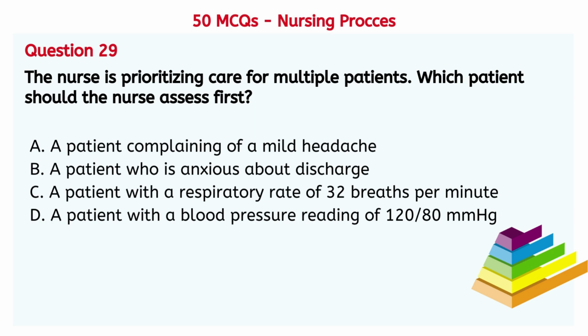Question 29. The nurse is prioritizing care for multiple patients. Which patient should the nurse assess first? The options are: A. A patient complaining of a mild headache. B. A patient who is anxious about discharge. C. A patient with a respiratory rate of 32 breaths per minute. D. A patient with a blood pressure reading of 120/80 mmHg.